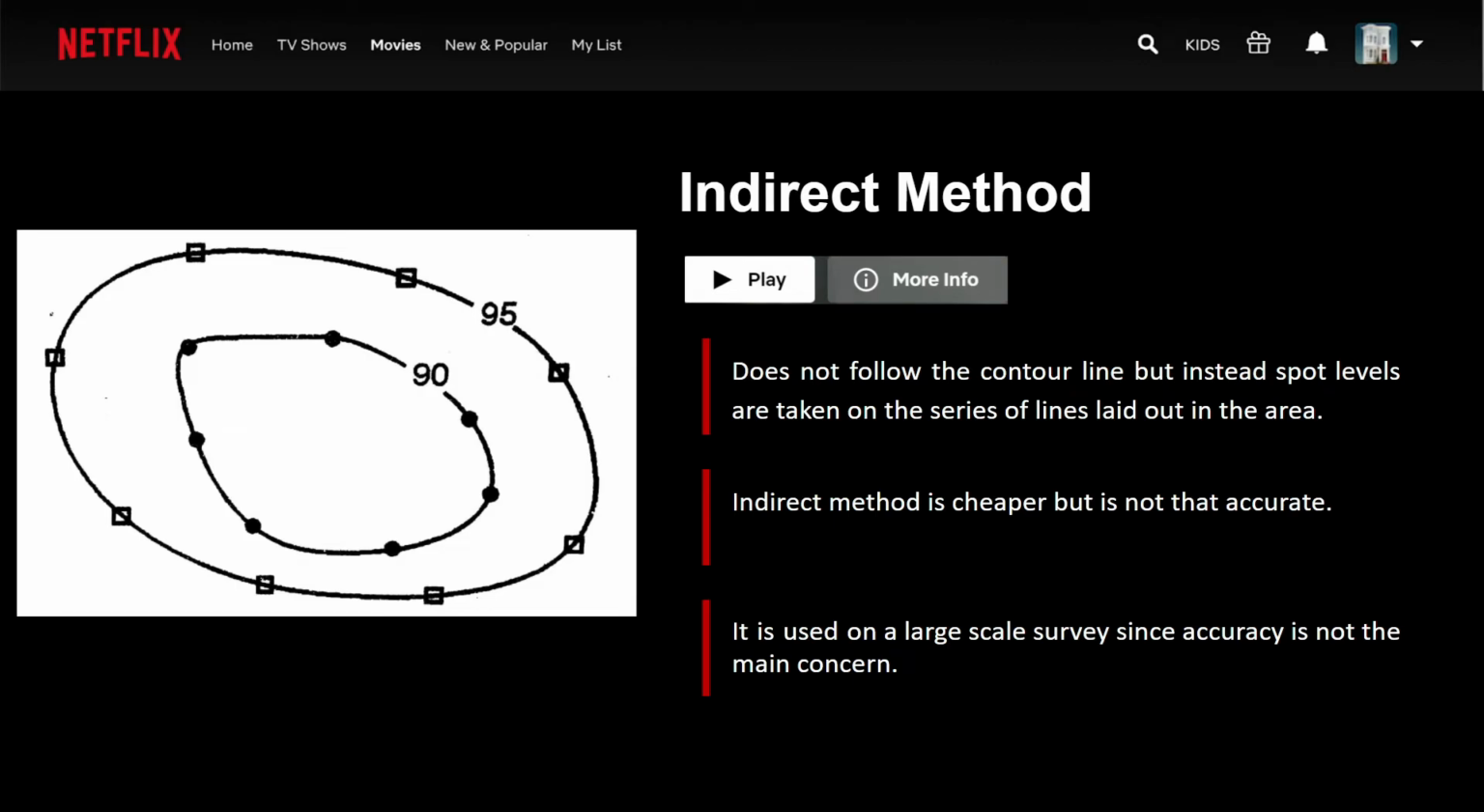The next one is the indirect method. Unlike the direct method, this one does not follow the contour line, but instead uses spot levels on a series of lines laid out in the area. This method is also cheaper, but is also not accurate, so it is advised to be used on a large-scale survey since accuracy is not the main concern. Next slide, please.